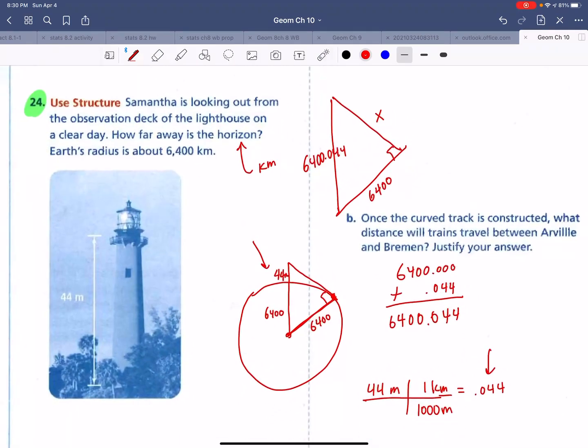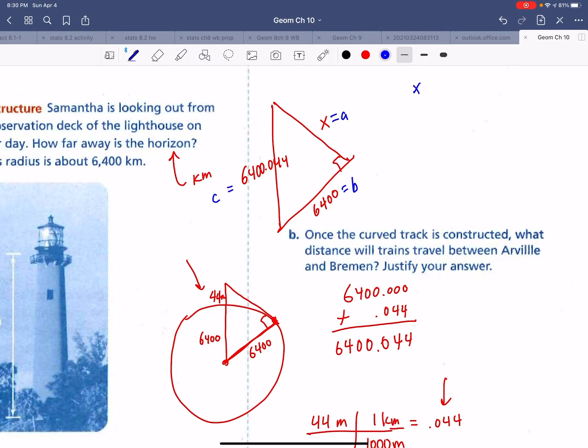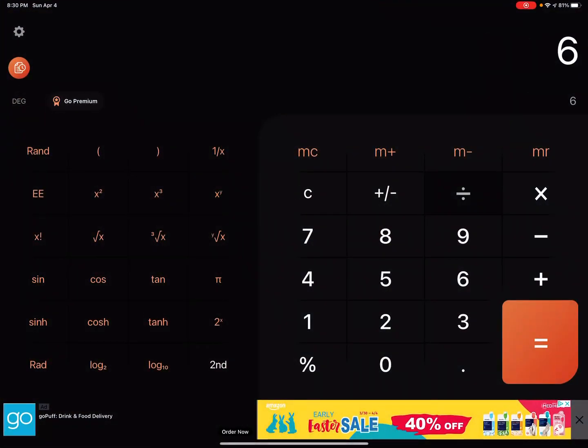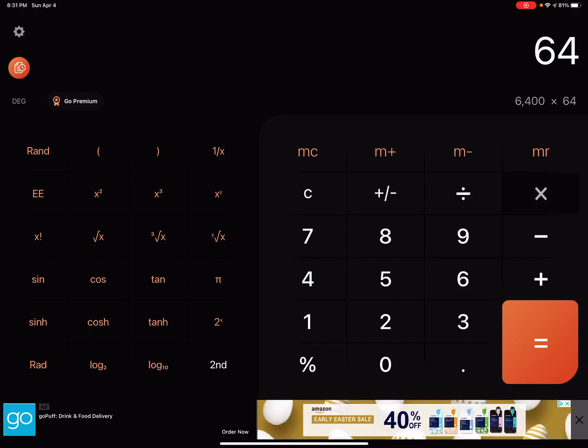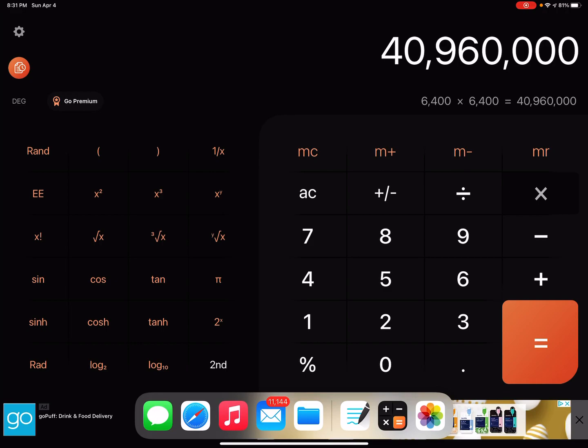So I know something about all three sides, and I can use the Pythagorean Theorem. We can call this A and B and C, and we can solve for how far away the horizon is. So we'll do x squared, and 6,400 squared is equal to 6,400.044 squared. Okay. So 6,400 times 6,400 equals 40,960,000.